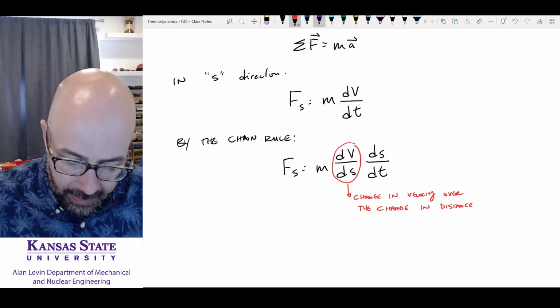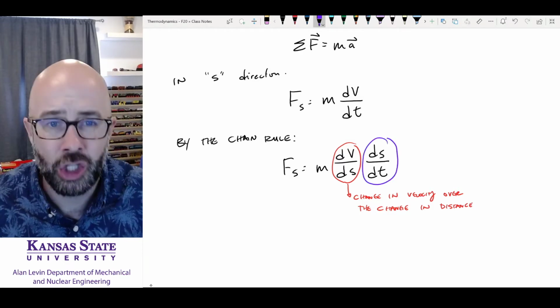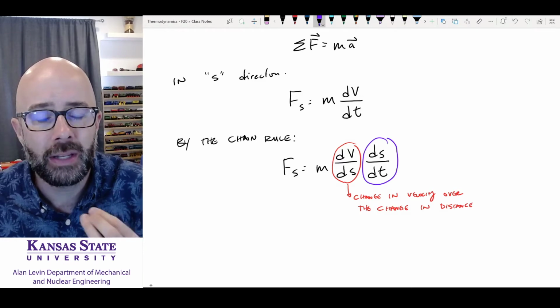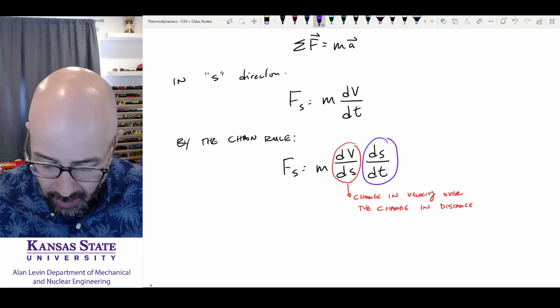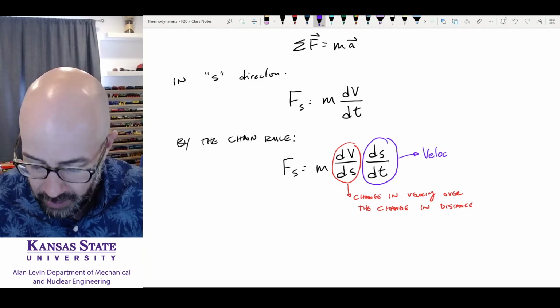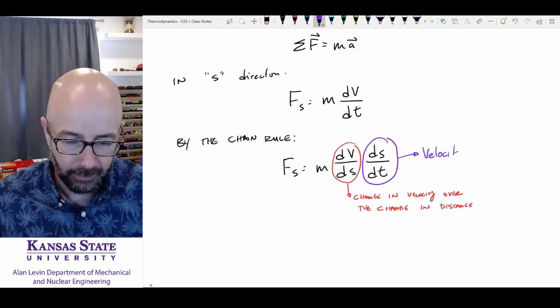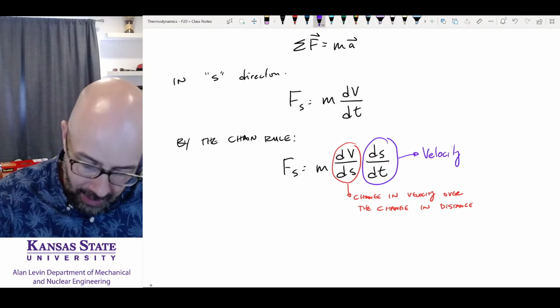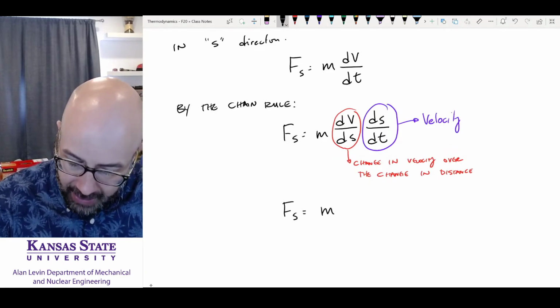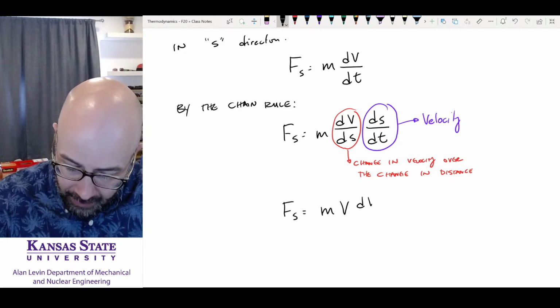The second term here, ds dt, is the change in position over the change in time. If you look at the units, position over time, that's going to give you velocity. So this is another way to write this equation, and that's what we're going to do. We're going to say Fs is equal to mass times the velocity times dv ds.